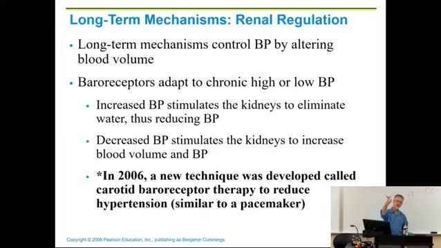So like we said, chemicals and the brain handle short term and local control, and then there's renal regulation. This is by monitoring and changing the blood volume, and how that can affect blood pressure. But it takes a bit longer, right?